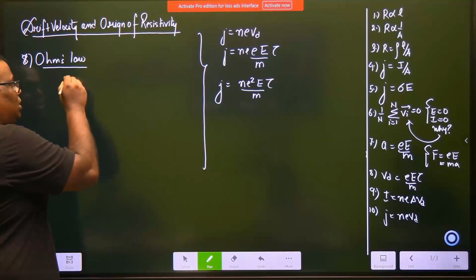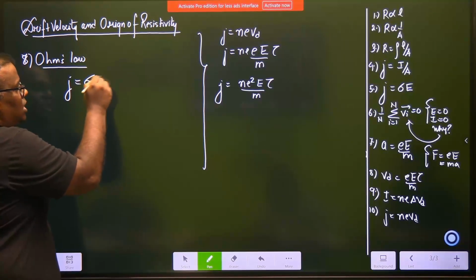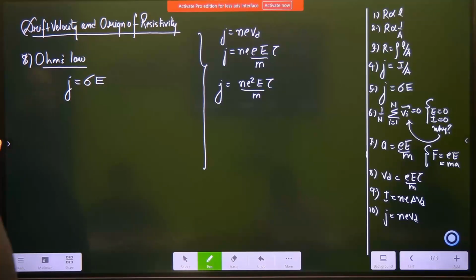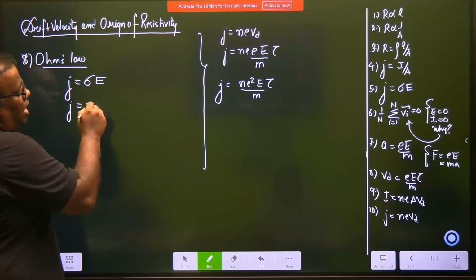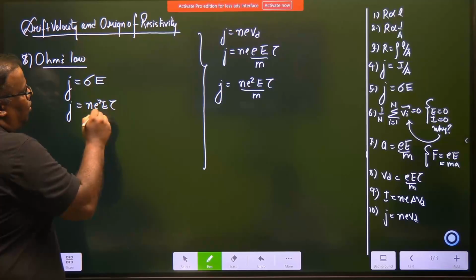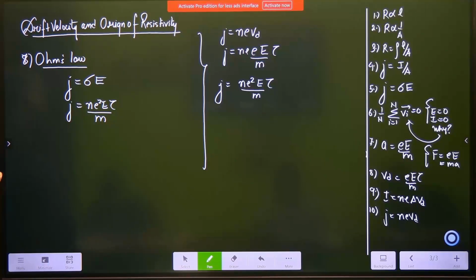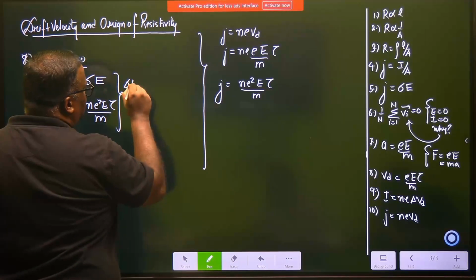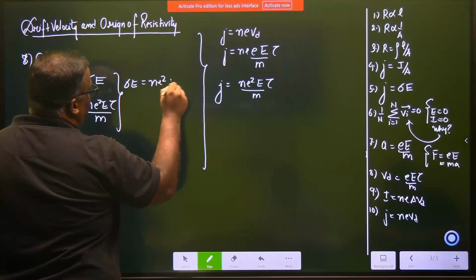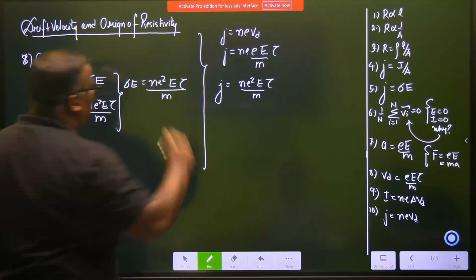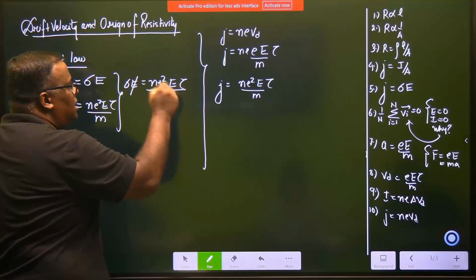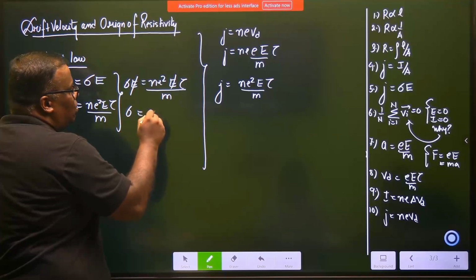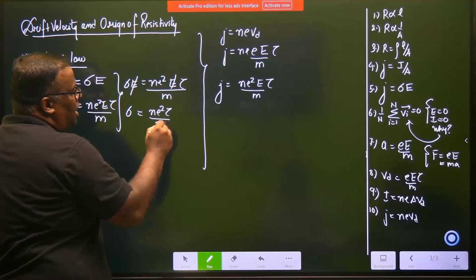Did you not see Ohm's law in the previous section as J equal to sigma into E? You are also saying that J is equal to N e square E tau divided by M. Right? If I combine these two, sigma E should be equal to N e square E tau divided by M. Any doubt? Take your time. E cancels E. So sigma is equal to N e square tau divided by M.